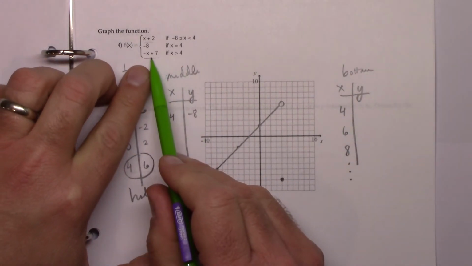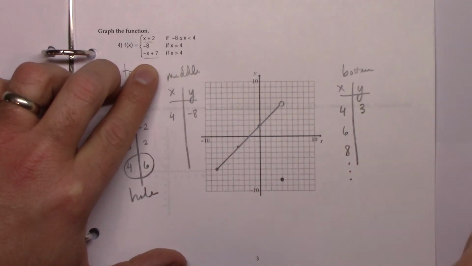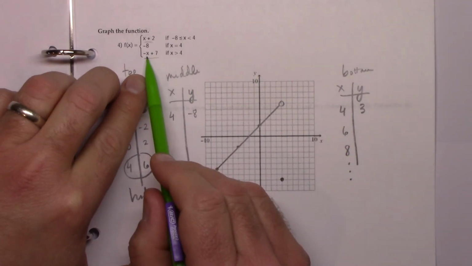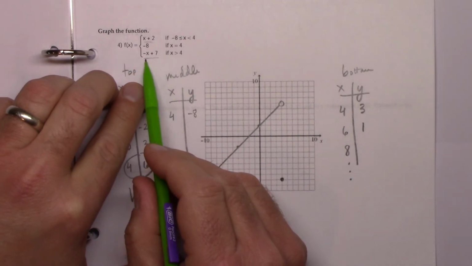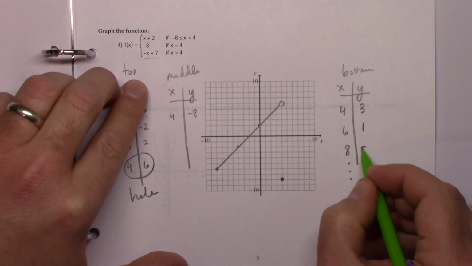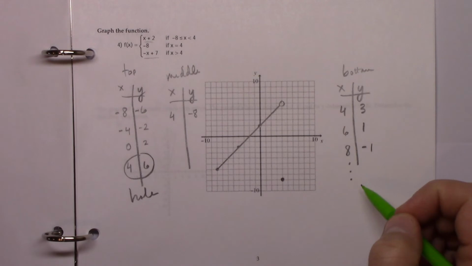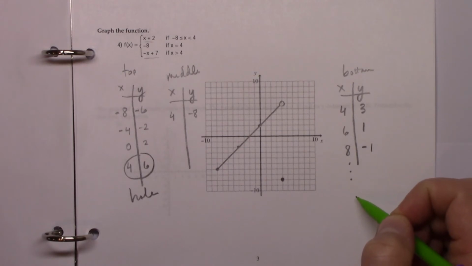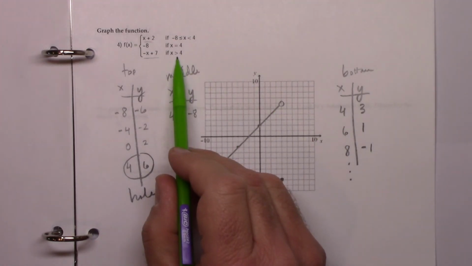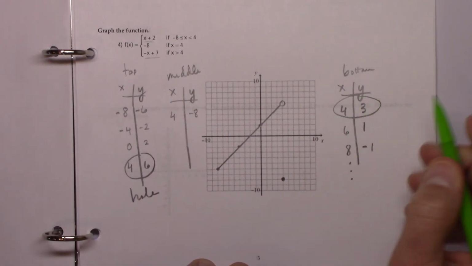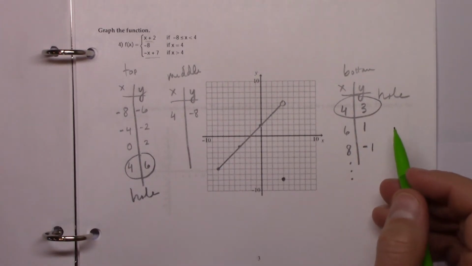If I plug 4 into this piece, it becomes negative 4 plus 7 makes 3. Plug in 6. Negative 6 plus 7 is 1. Plug in 8, you'll get negative 8 plus 7 is negative 1. Now, that's going to continue on, so I will not put a stopping point on that end. I'm going to put an arrow. Also, keep in mind, because this 4 does not have the or equal to, that point at 4, 3 is going to show up as a hole on our graph.